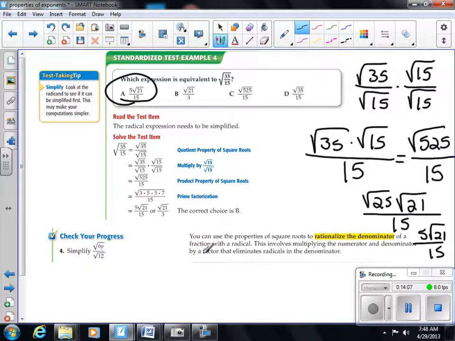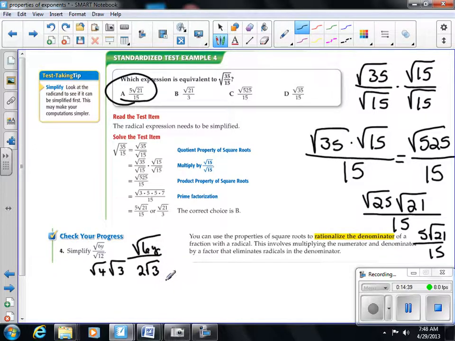All right, let's try one. Let's simplify the square root of 6y over the square root of 12. Okay, looks like we're going to have to rationalize our denominator. And let's see if we can simplify this first. Okay, looks like we can. We can do the square root of 4 times the square root of 3. So that I end up on the bottom, or the denominator, 2 times the square root of 3. And at the top, square root of 6y.